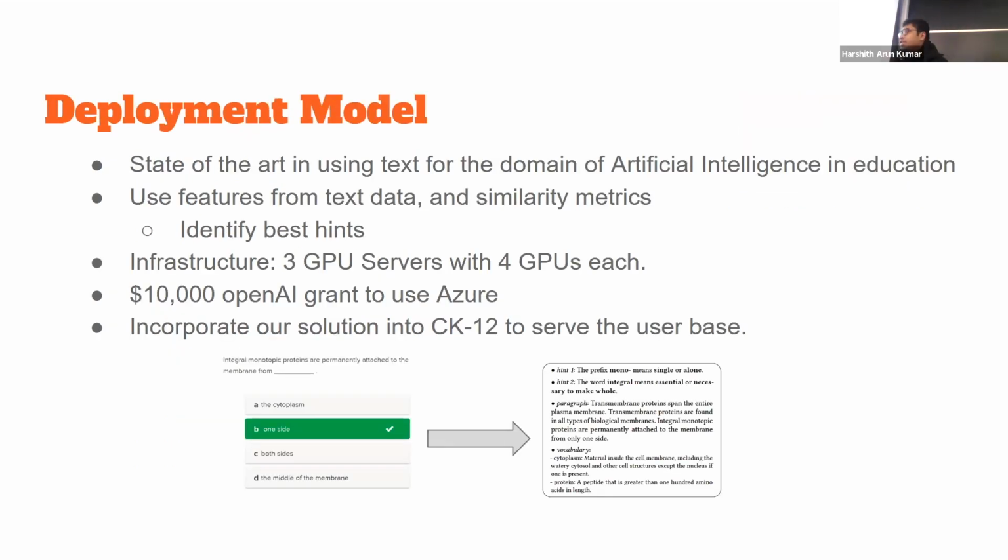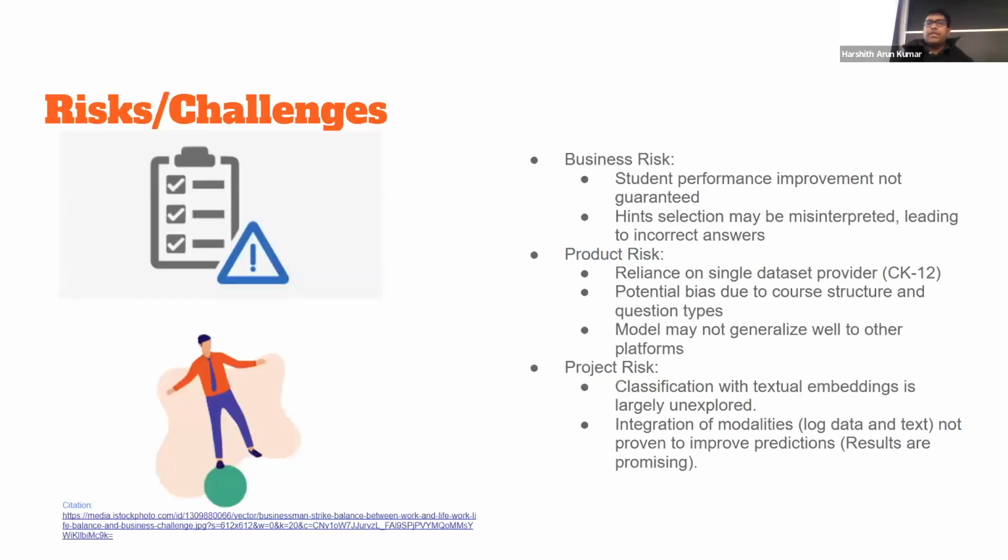And we use the GPUs that we got, and also the grant, and we want to incorporate this into CK12 data. Some of the risks here are that since we are working with personally identifiable information, we want to be careful with what types of hints we select. They must adhere to certain constraints. That's some of the risks that we might have in terms of business risks.